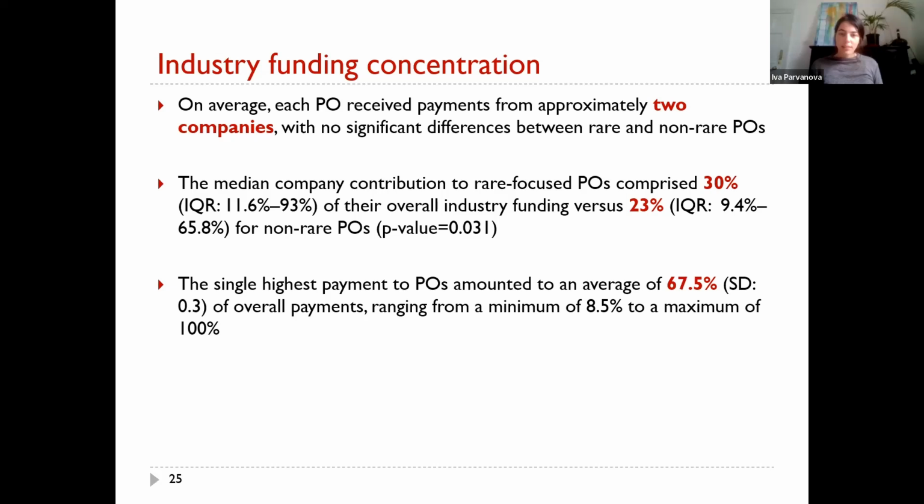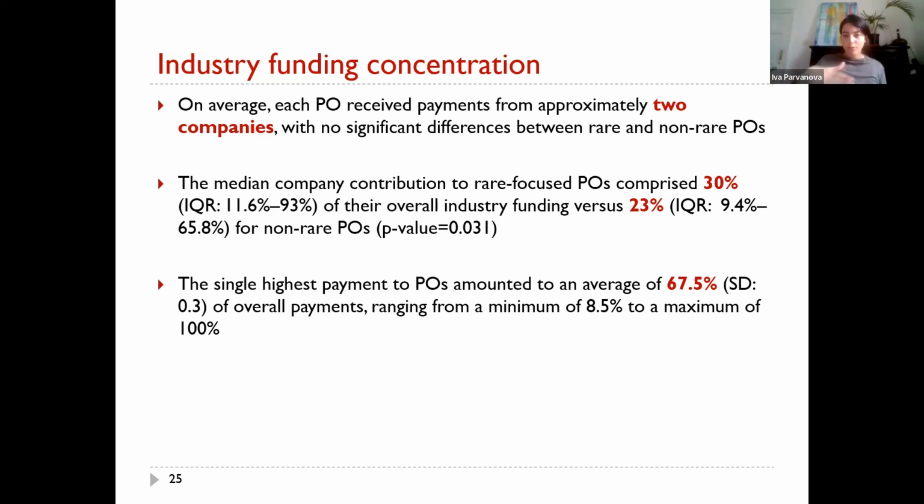We found that the median company contribution to rare-focused patient organizations comprised 30% of their overall funding versus 23% for non-rare patient organizations. So again, while we already know that rare-focused patient organizations receive less money and there are fewer payments directed to them, they are normally larger payments as a share of overall industry funding.